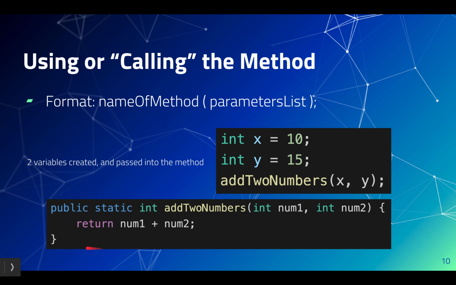So this would be the method that we're trying to call. We have public static, which is our modifier. We have the int return type, and we're adding 2 numbers. So if we're adding 2 numbers, we need 2 integer parameters, and we're going to return num1 plus num2, which will just add the numbers. And so here we have x equals 10 and y equals 15, and we pass these two variables just by using x and y to add two numbers, and so this added the two numbers.